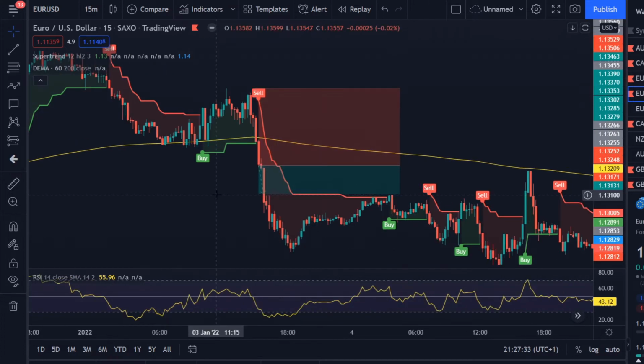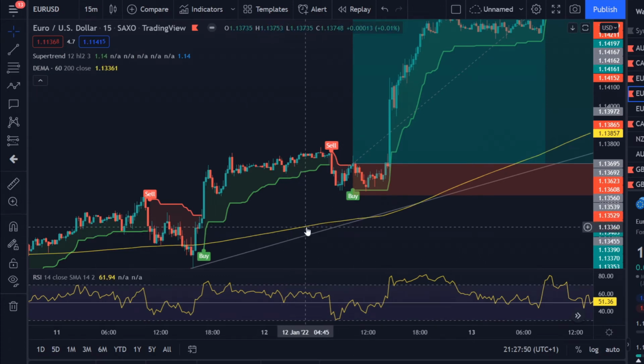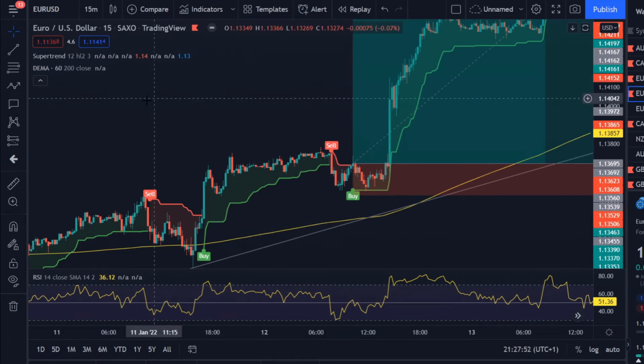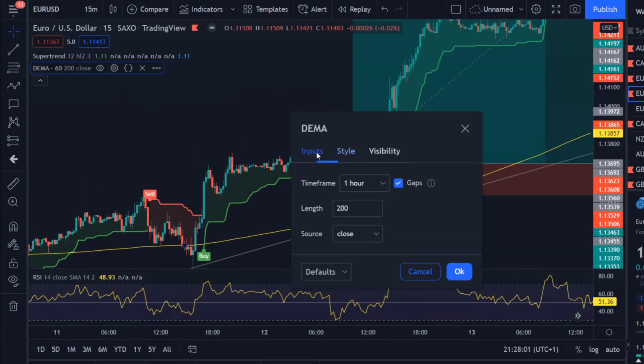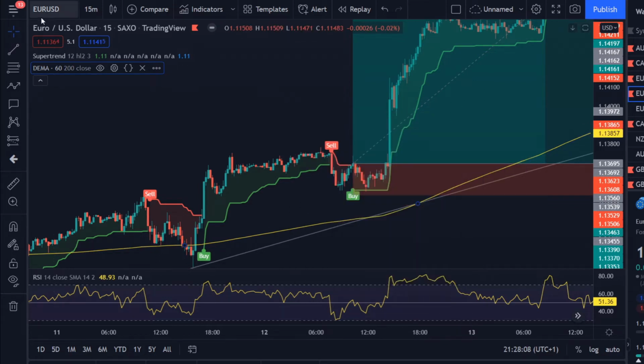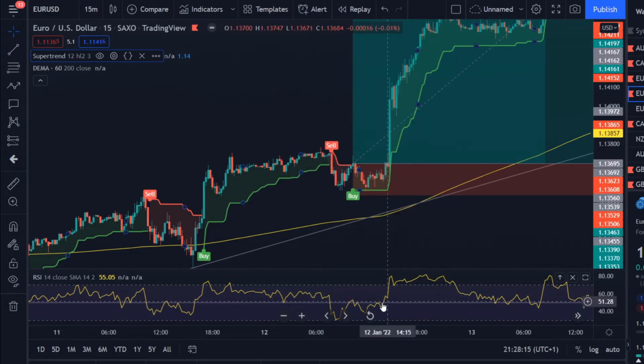Let me show you an example of a buy trade. Over here we see that the price is above the yellow line, which is the Dema, and I almost forgot it. For the Dema, you need to set the time frame to 1 hour and the length to 200. For the Supertrend we use the 12 and the 3, and the RSI is just default settings, and we only look for a crossover on the 50 RSI line.